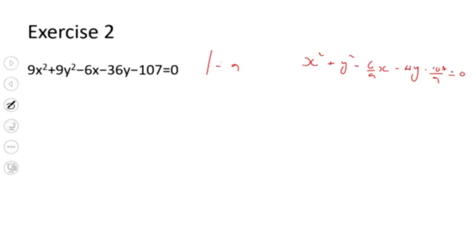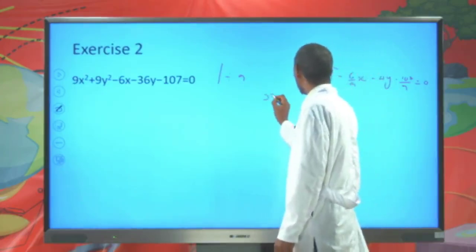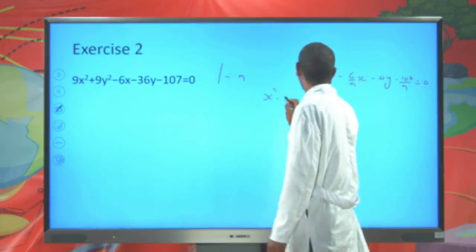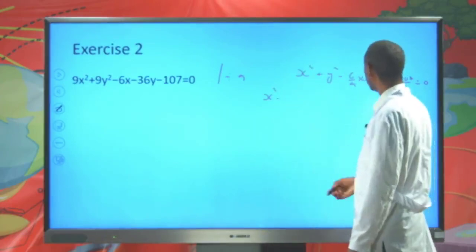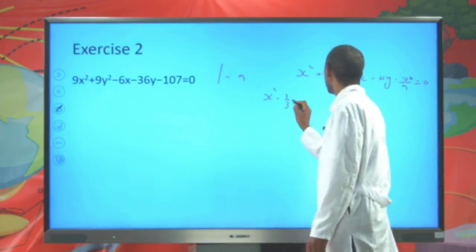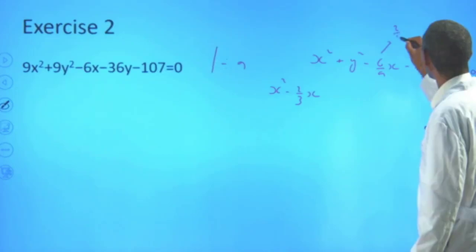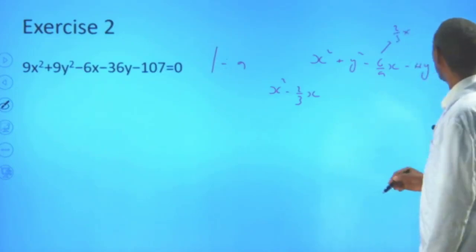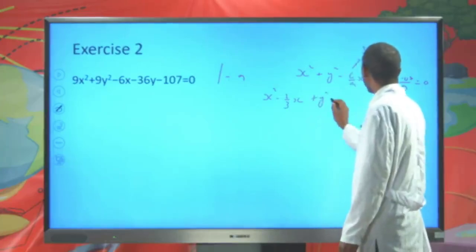Then our next step is collecting all the x's together. So we'll have x squared minus, if we try to simplify 6 over 9, divide both sides by the same number, which is 3, then we will get minus 2 over 3x. So this is simplified as minus 2 over 3x. Then plus y squared, then minus 4y.